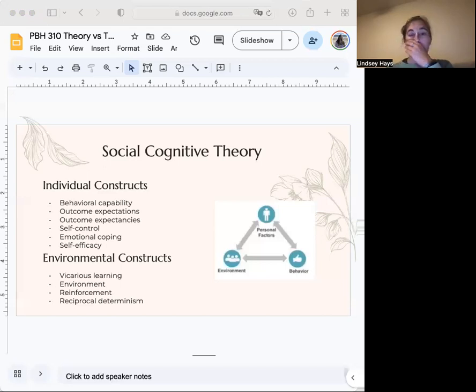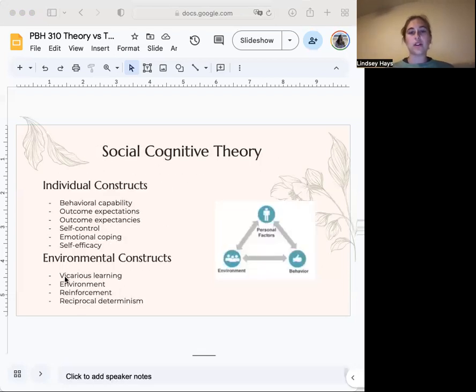Emotional coping is someone's ability to deal with the emotional effects of quitting something. So I know that when you quit vaping, there are a lot of physical symptoms that come along with that. That can be like headache, nausea. That's all I can think of right now. But there are some emotions involved with that. And then the last one is self-efficacy. Am I able to actually quit this behavior?